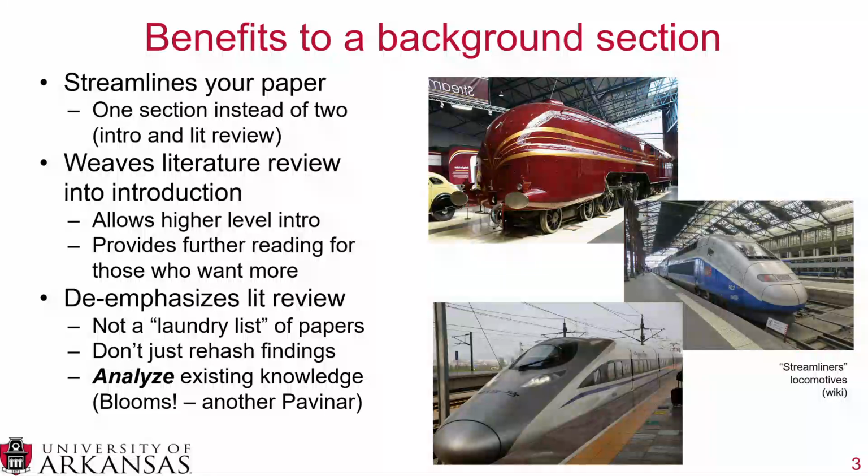So I mentioned just before, I don't think a literature review should be a laundry list of papers. You shouldn't say, this author did this, and this is what they found. Next paragraph. Another author did this, and this is what they found. Next paragraph. A third author did this, and this is what they found. I do not think that's an effective literature review.